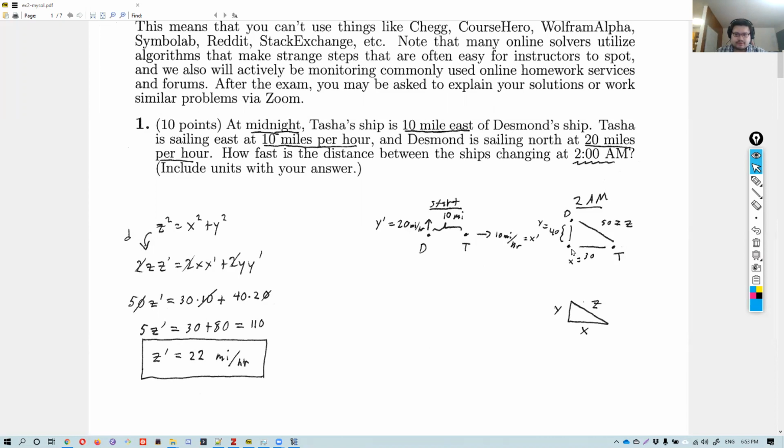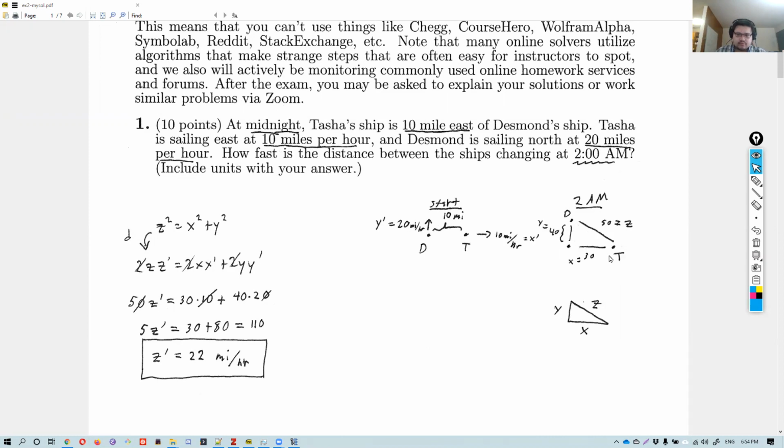So if you start off there and then you travel for 2 hours, Desmond's ship is traveling north at 20 miles per hour. So after 2 hours, it'll be 40 miles. And then Tasha's starts off 10 miles east and is traveling eastwards at 10 miles per hour. So after 2 hours, it's going to be 30 miles from this starting point. And so we end up with a triangle with sides 30, 40, and therefore the third side has to be 50 miles.